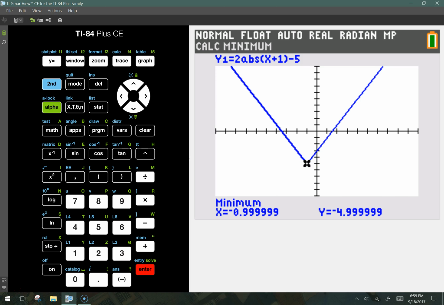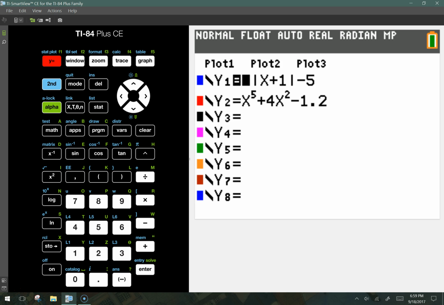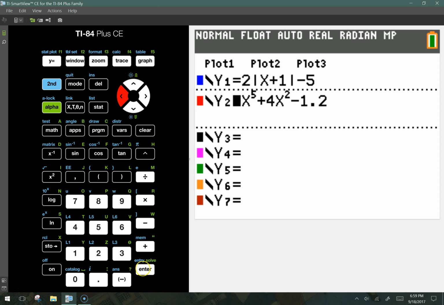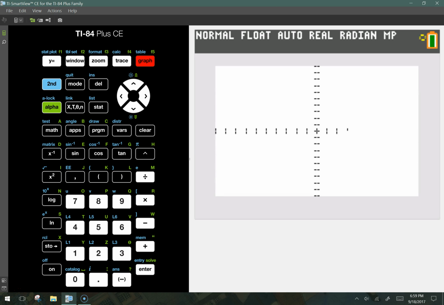All right, let's look at a second equation that has a little bit more going on. So I'm going to hide this absolute value function that we were just working with, and I'm going to show you this polynomial with the x to the 5th power. So let's look at the graph here, and then we'll see what we can find in terms of special points.